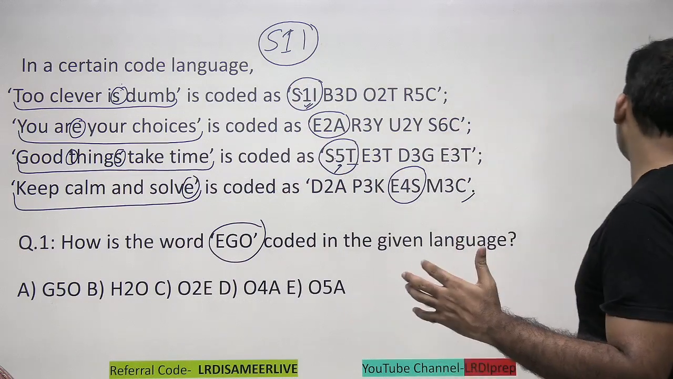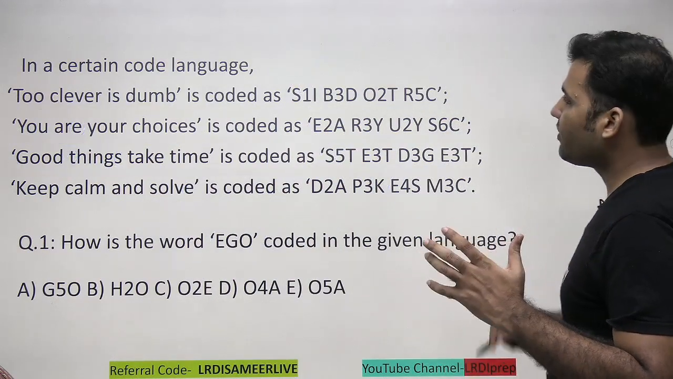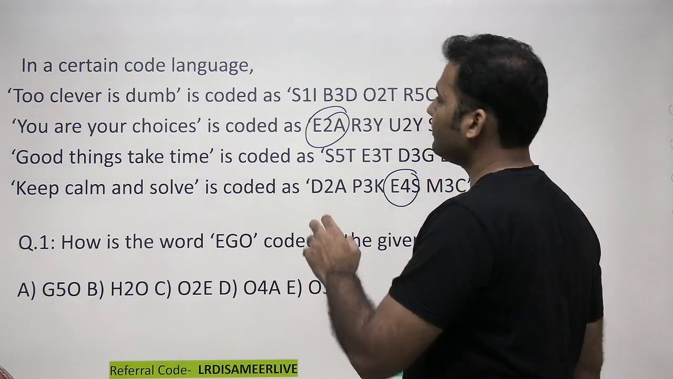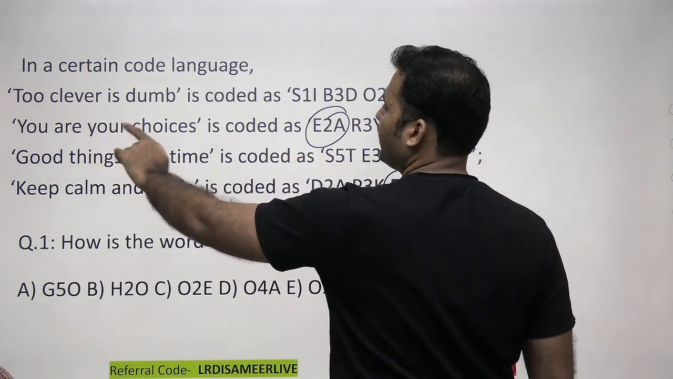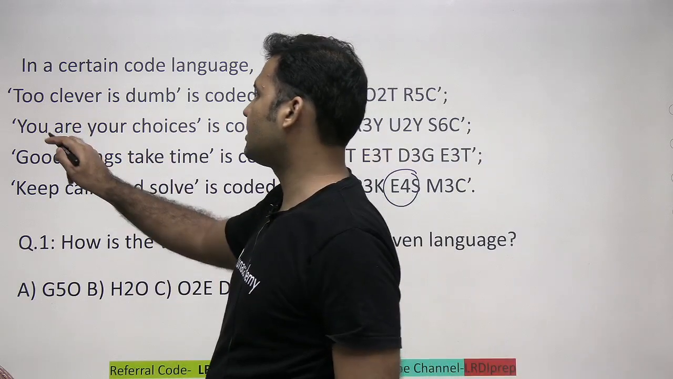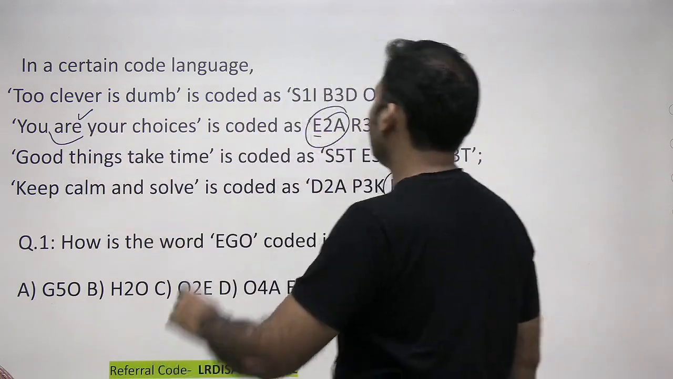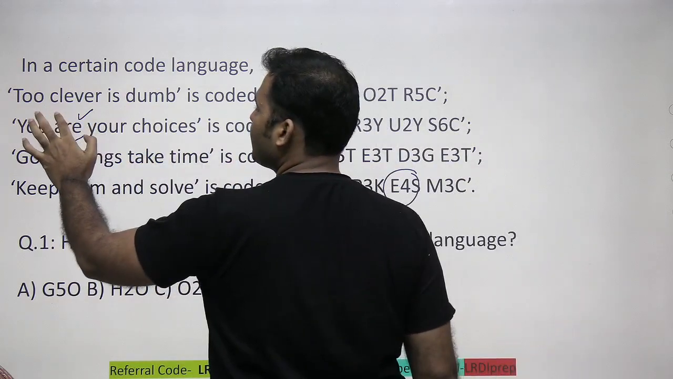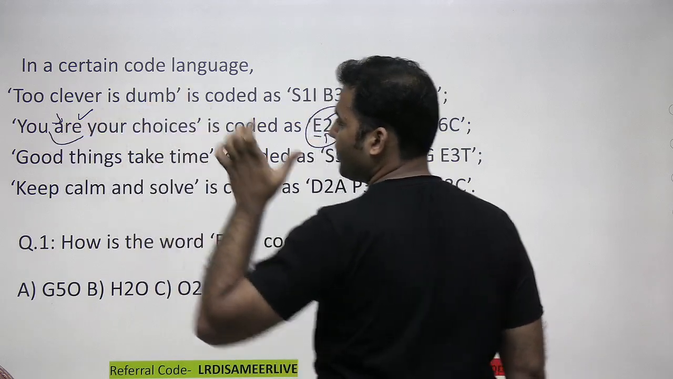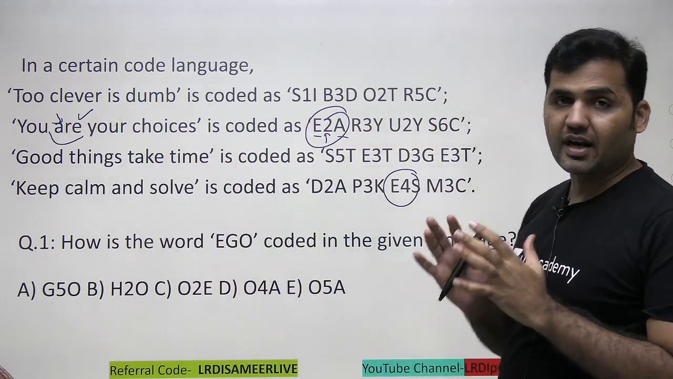And to cross verify it further, you can verify it with this. Do we have a word ending with E? Yes, this is ending with E. The last letter is coming out to be A, and 2 is one less than the number of letters in this word. So that's right.